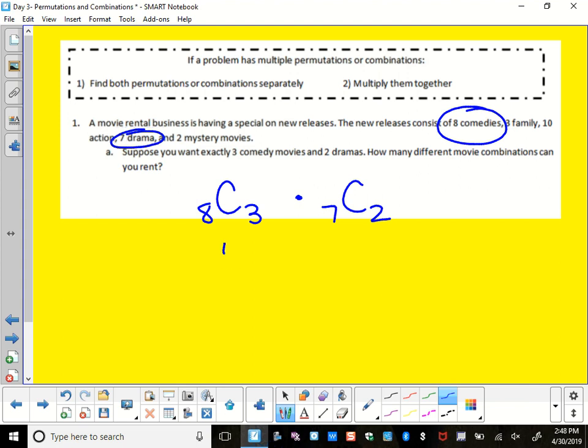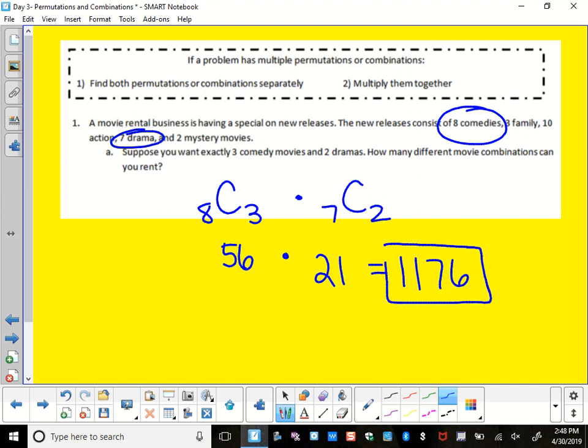56? Okay, what about 7C2? 21. So now let's multiply both of my options together. 56 times 21? 1,176. 1,176 different options of movies if I wanted to get those 5 movies.